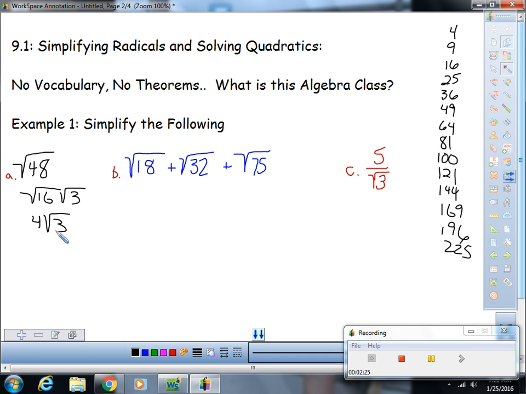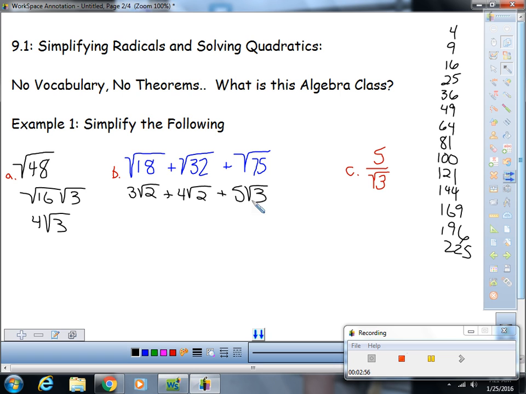Got it? What's radical 18? It is indeed 3 radical 2. It's radical 9 times radical 2, and radical 9 is radical 3. Okay? What's radical 32? It is 16 times 2. Okay, and radical 75? I think it's 5 radical 3, right? I think we had that backwards. 5 radical 3, it's 25 times 3.